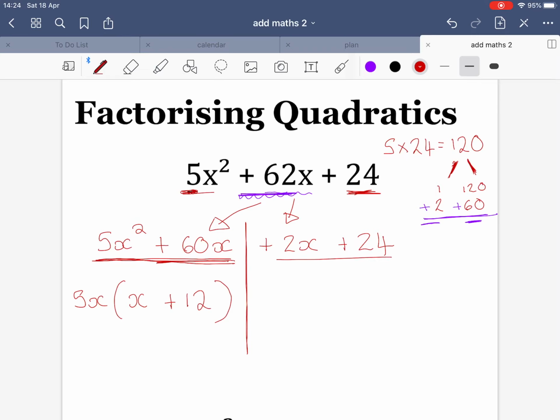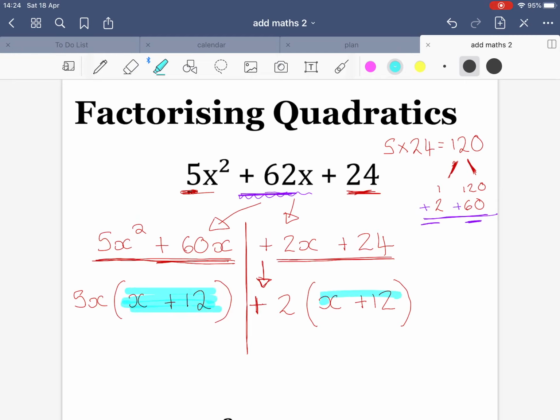I now look at my other half, so I factorise this half. Whatever this is, quick cheat, you can just bring it down. So there will be a positive, or if that's a negative, you bring that straight down. It makes your life a little bit easier. So what's in 2x and 24? Well, 2 can go into both of them. 2 times what is 2x? I need an x. 2 times what is 24? I need positive 12. 2 times 12 is 24. And you should notice that these two brackets are now the same. So I've got x plus 12 and x plus 12.